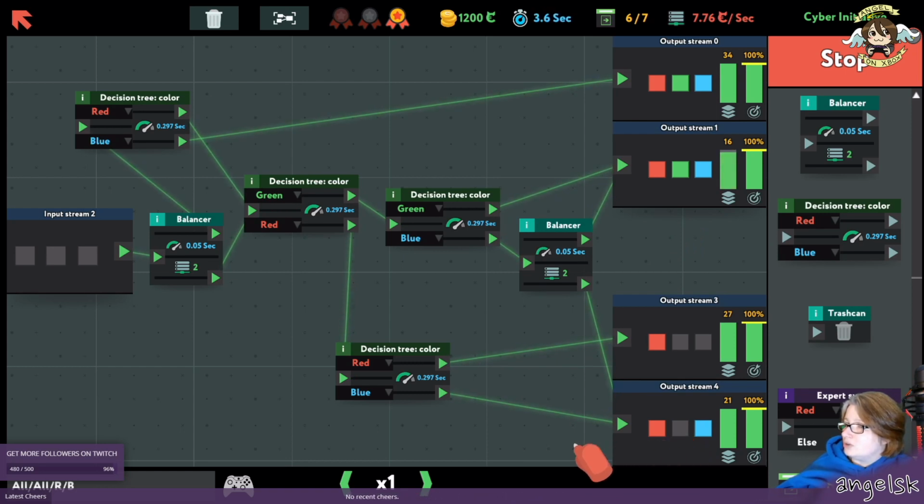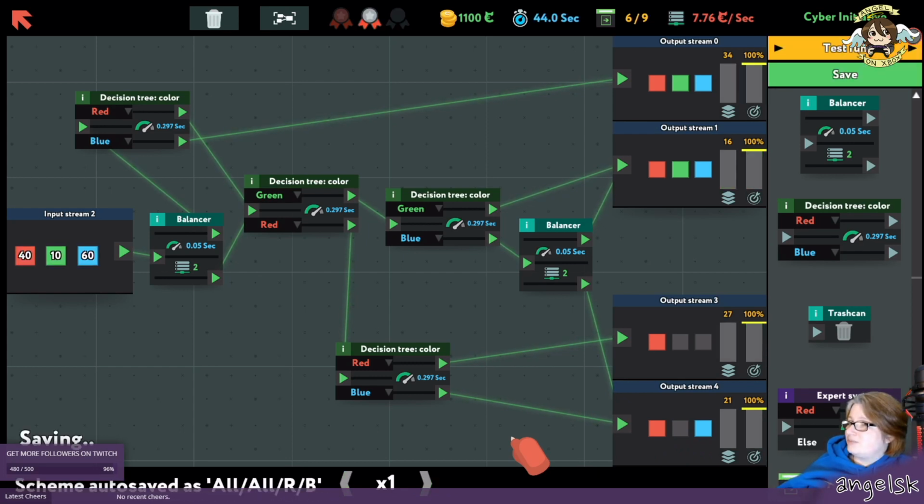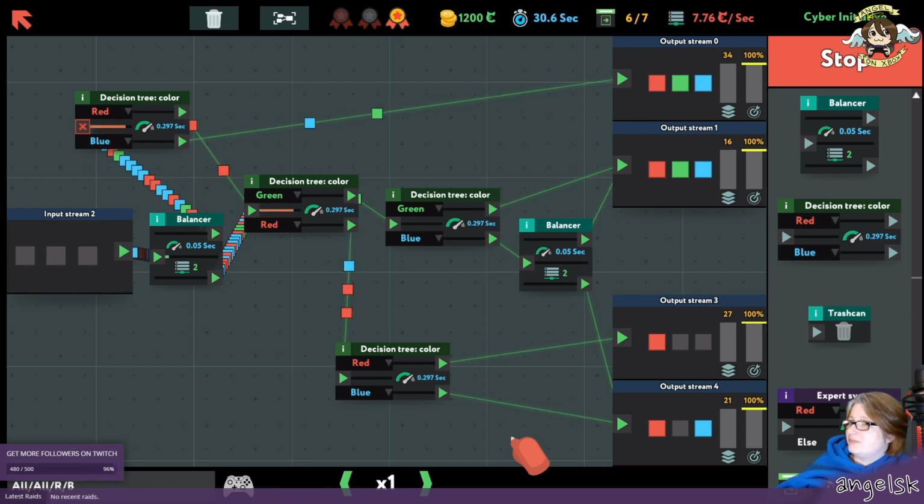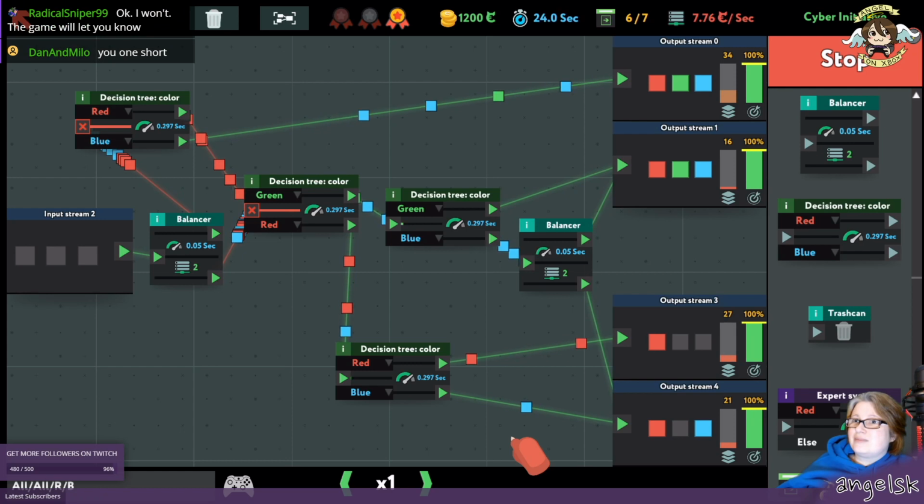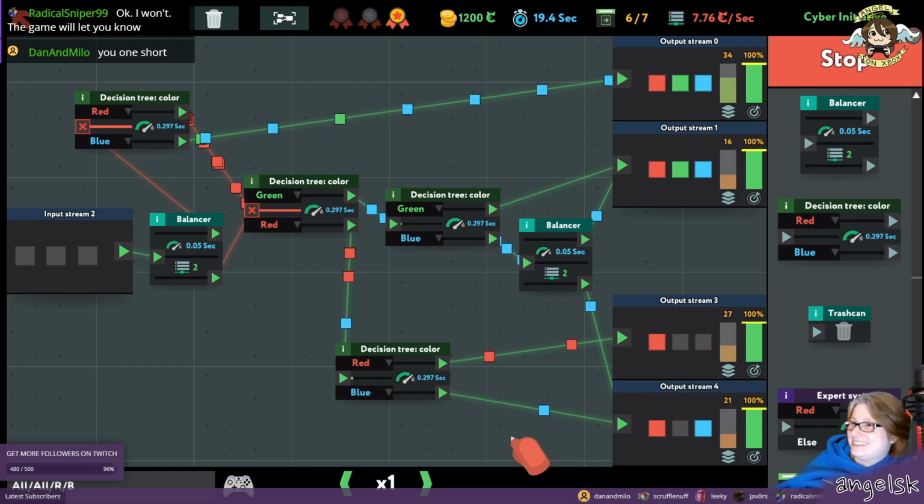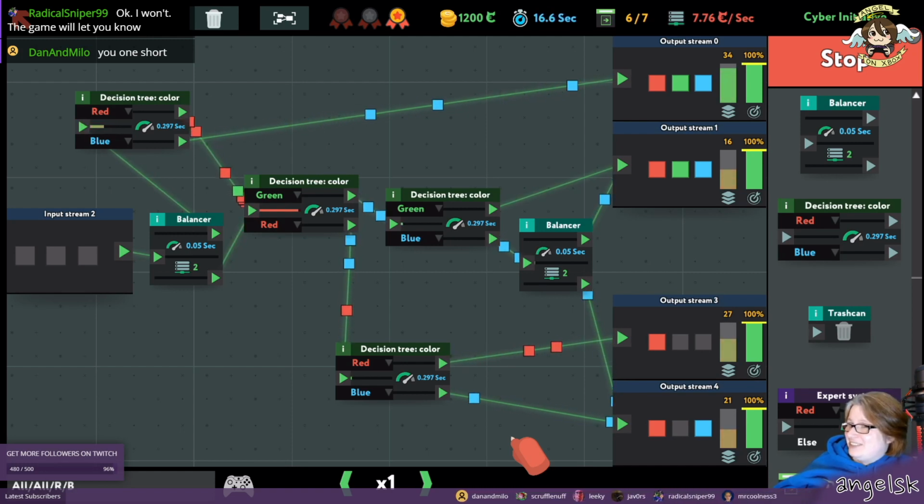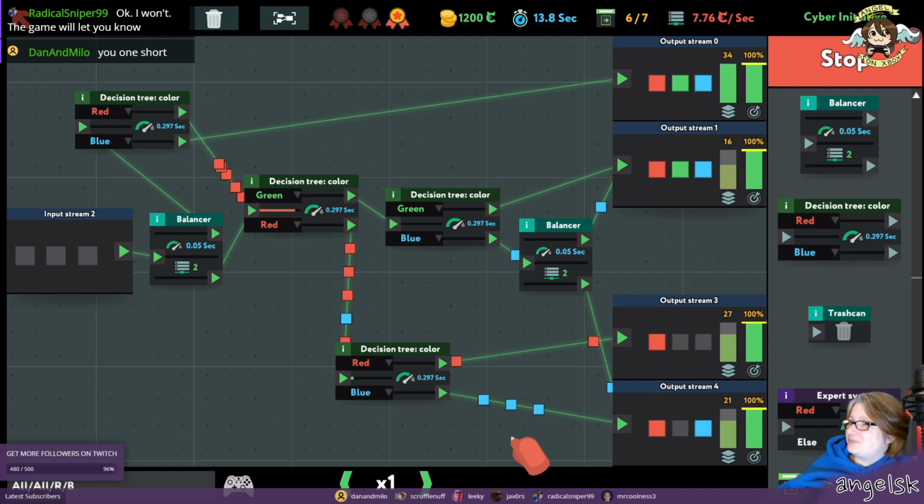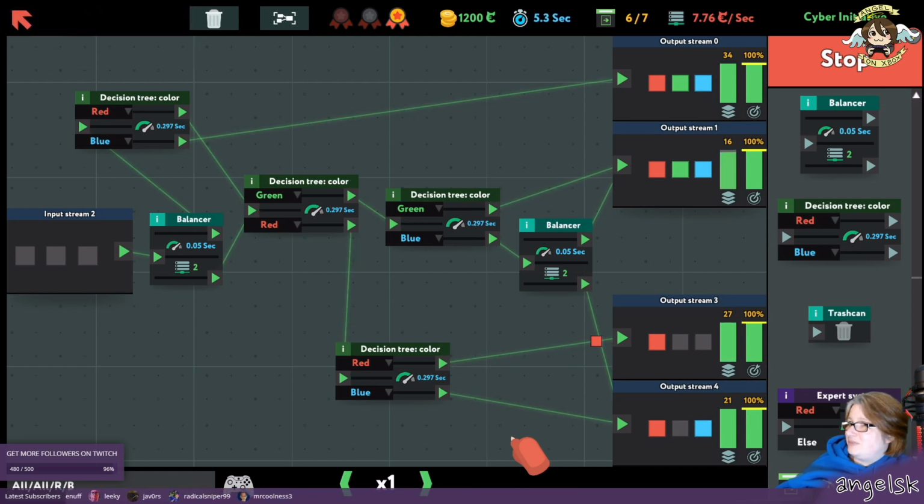Oh, don't tell me I'm one short. Just in case that was RNG being mean. Oh, you're all so jokery. Yep, I am one short. Thanks, game.